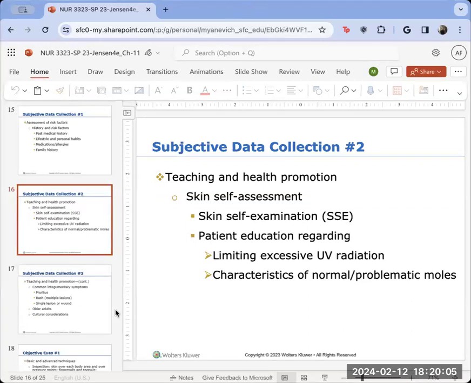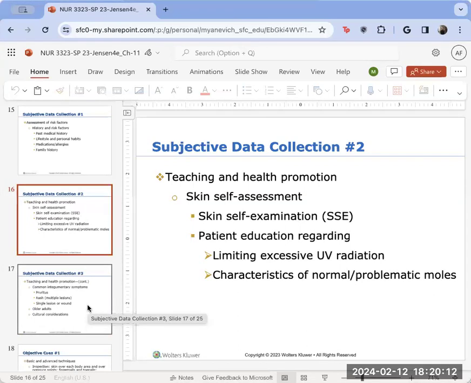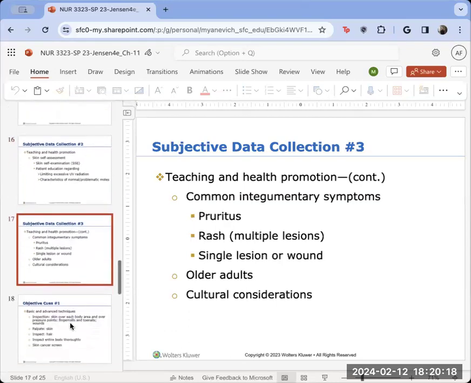Also, something commonly asked for the skin is UV radiation, right? That they shouldn't be exposed to that in excessive amounts. Ask them about their sun exposure and the importance of wearing sunblock.